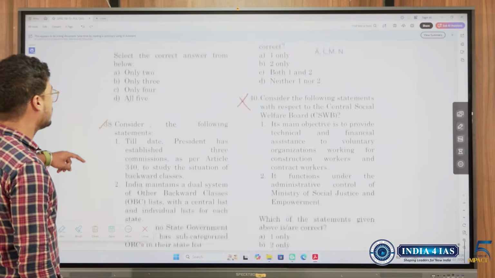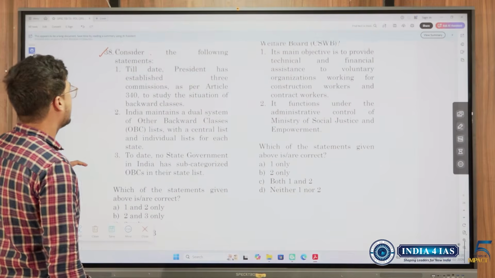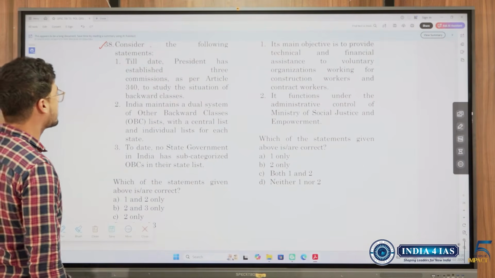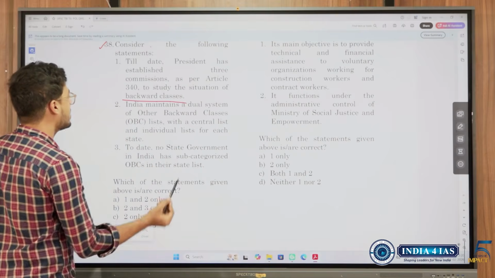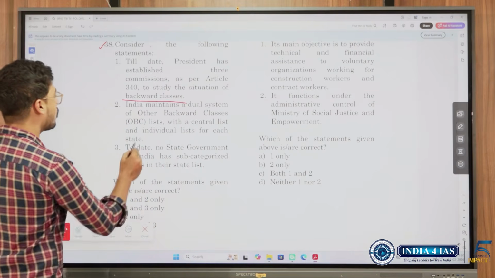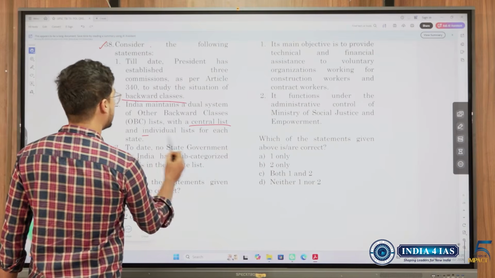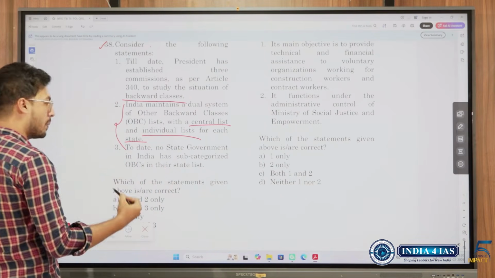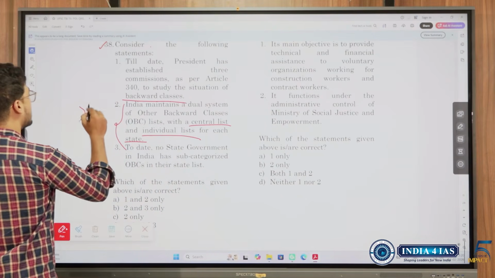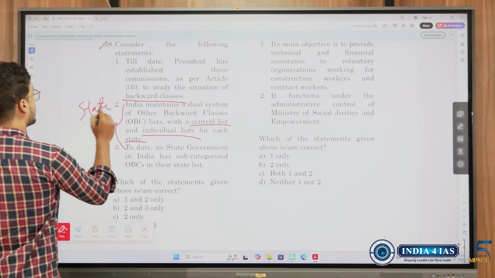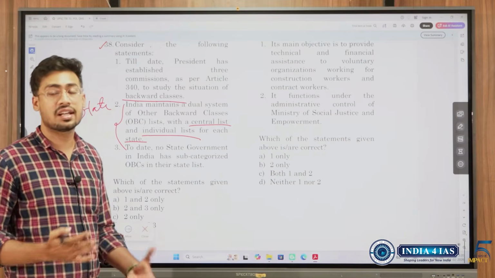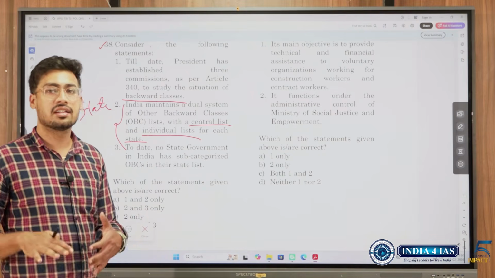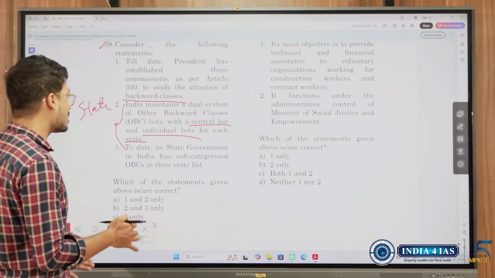So we'll move ahead. Till date, the President has established 3 commissions as per Article 340 to study the situation of backward classes. Okay, we'll see it later. India maintains a dual system of OBC lists, a central list and an individual list for each state. Karnataka people, you should be very aware that the state has a different list. So category 1, 2A, 2B, 3A, 3B, this is for the Karnataka state. Such categorization does not exist at the central level because we have a dual system.